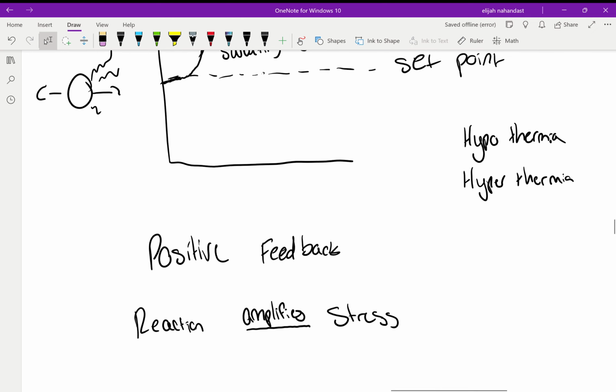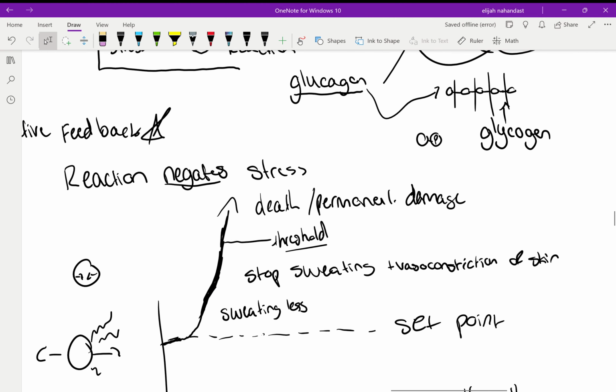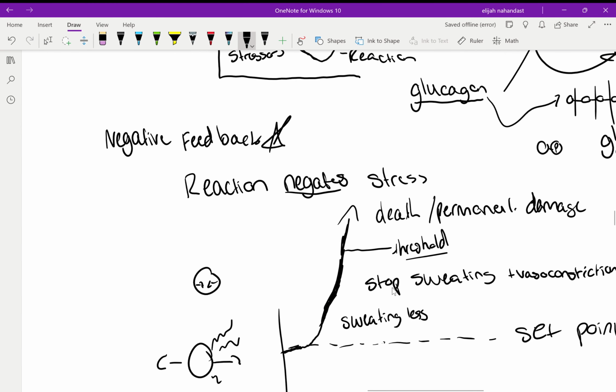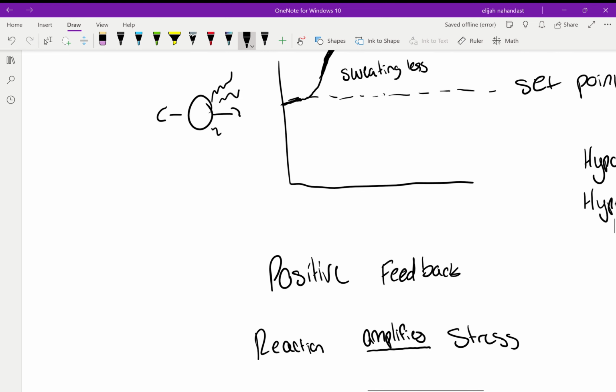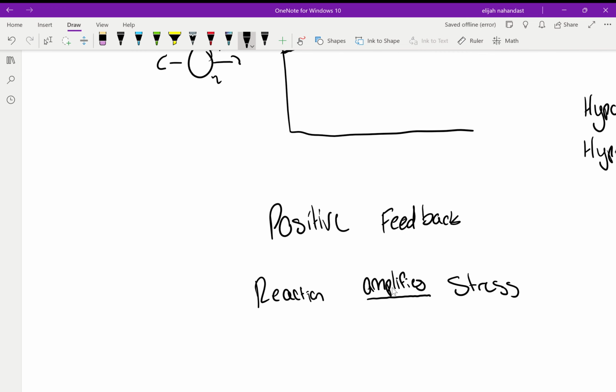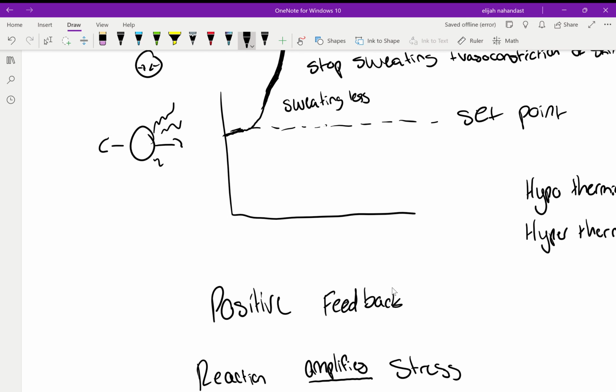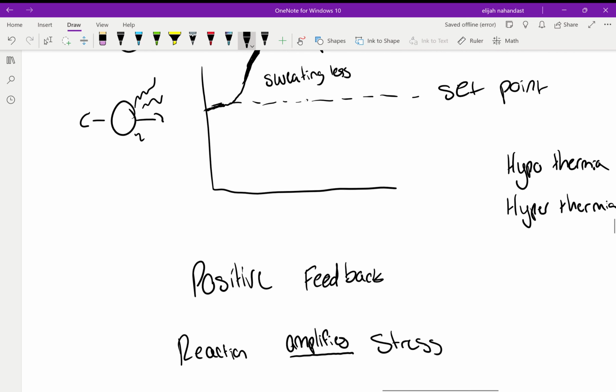But generally, in overall homeostasis, negative feedback is associated with positive processes. It's associated with maintaining homeostasis, and a lot of times positive feedback is going to deviate from that set point, which is generally not a good thing.